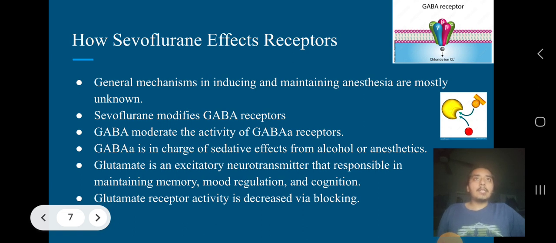Another receptor that sevoflurane affects is the glutamate receptor, which is an excitatory neurotransmitter that excites neurons to fire off a signal to pass a message. These receptors help maintain memory, mood regulation, and cognition. Sevoflurane decreases the activity of these receptors by binding to and occupying its binding sites on a synaptic cell, thus blocking most or if not all neurotransmitters. This process aids in the effectiveness of the anesthetics.